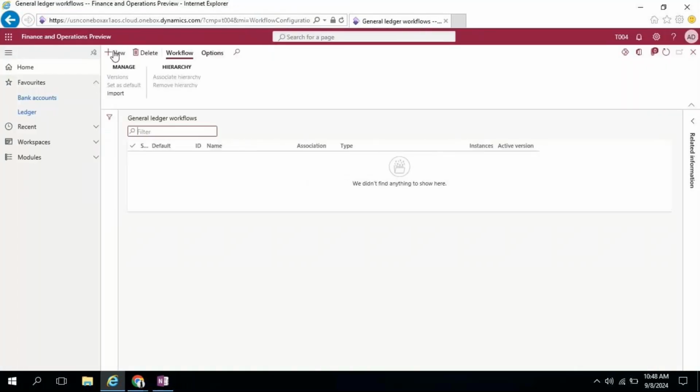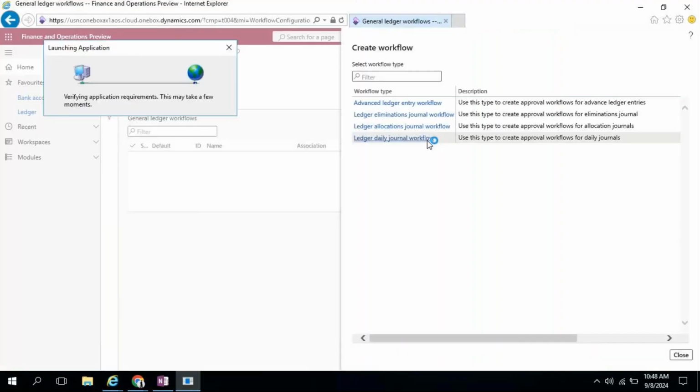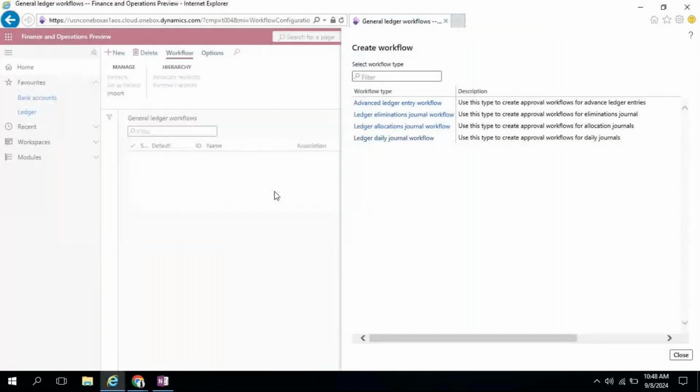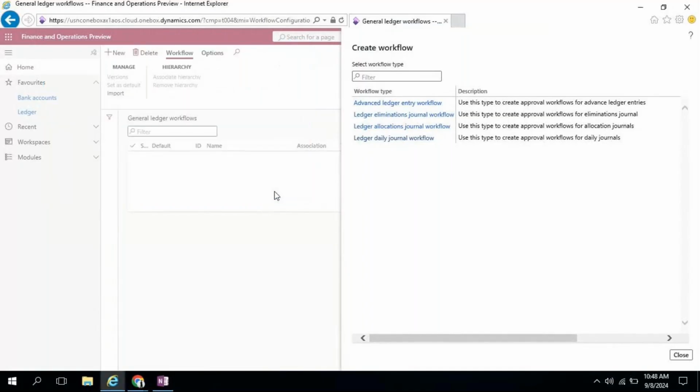Okay. Now what I will do, I will go for the new button. I will click on it. A file will be downloaded for me. Now it will start running. So another application will be enabled for you, where you need to design your workflow. Let's wait for a few minutes.